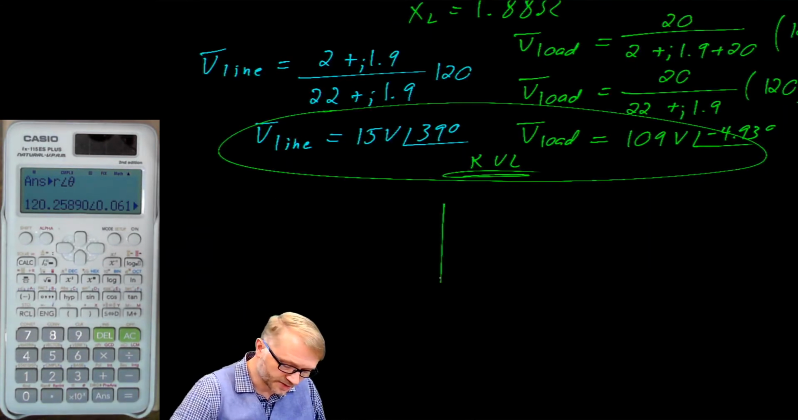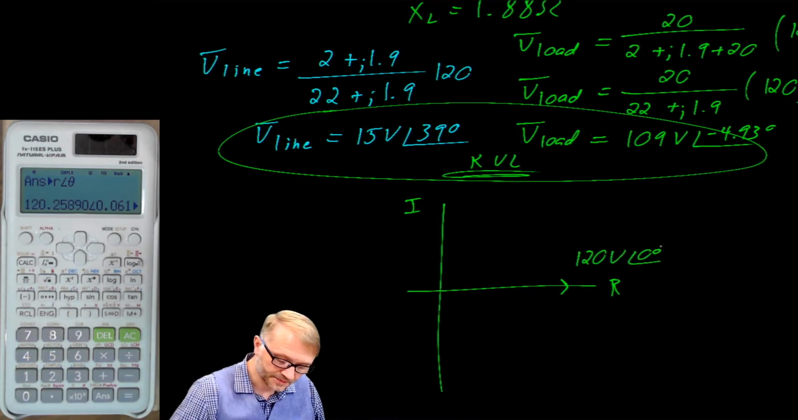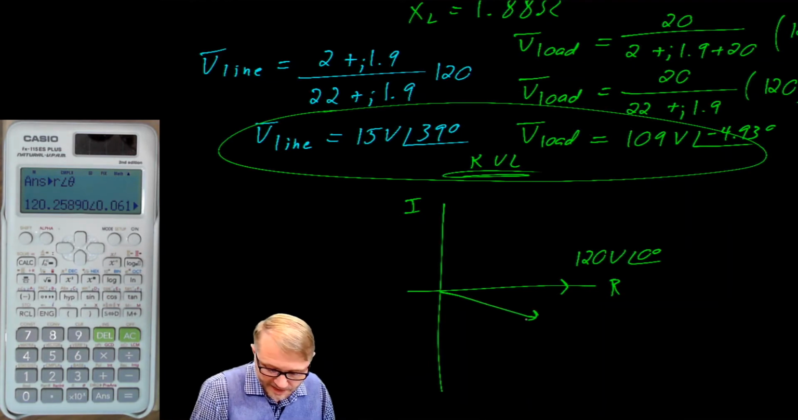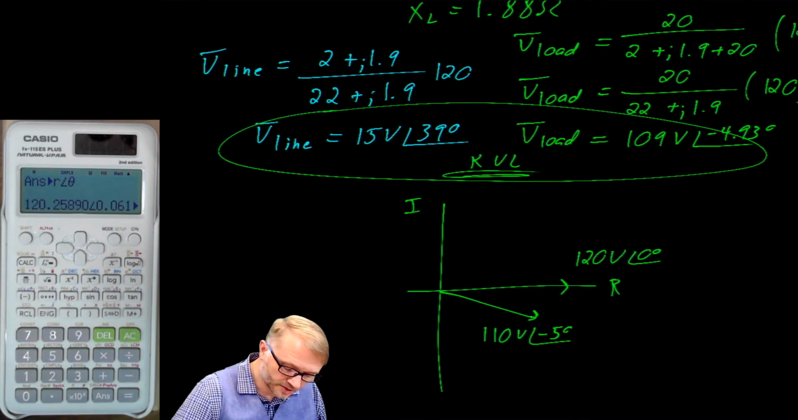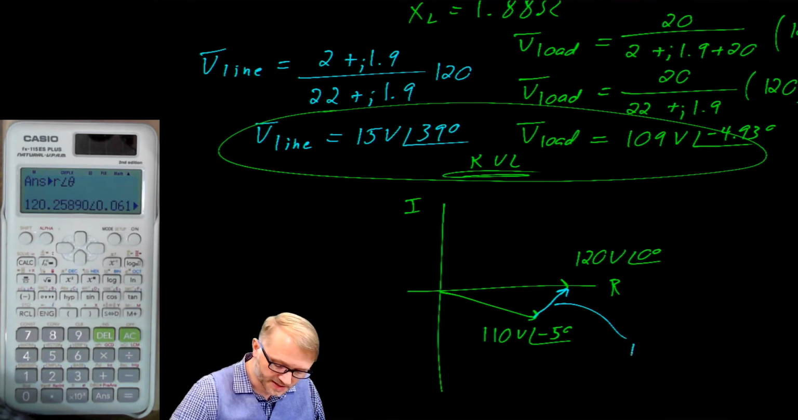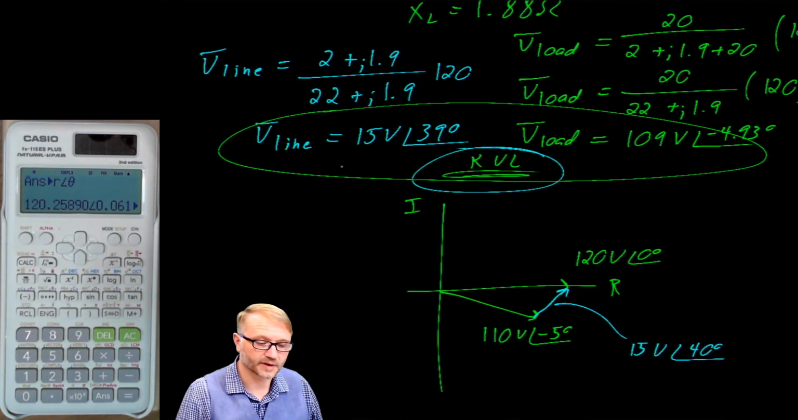If we were to show that using vectors, there's the real, there's the imaginary, we would talk about the voltage source as 120 volts at a phase angle of 0 degrees. We show the load voltage, greatly exaggerated, as 110 volts at a phase angle of negative 5 degrees. Finally, we show this vector here, which represents the line voltage, again greatly exaggerated, as 15 volts at a phase angle of about 40 degrees. This graphical head-to-tail vector addition is the same thing we did here with Kirchhoff's voltage law.